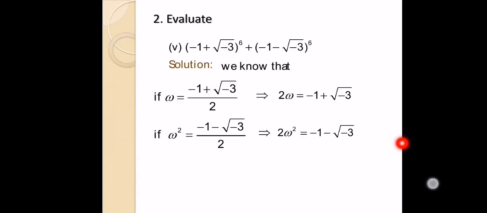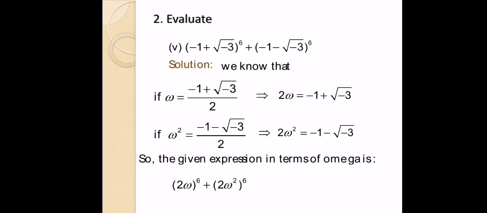So here we will put 2 omega and 2 omega square in place of these two expressions. After putting these, we will just get (2 omega) to the power 6 plus (2 omega square) whole power 6.